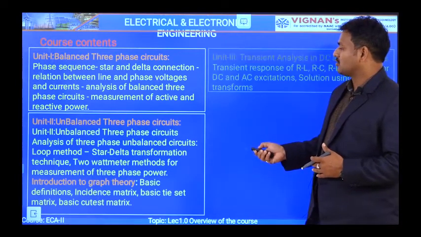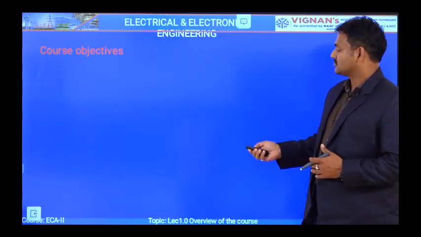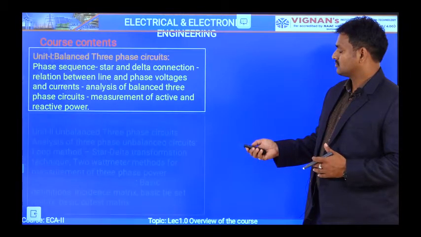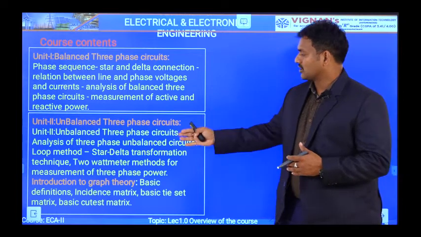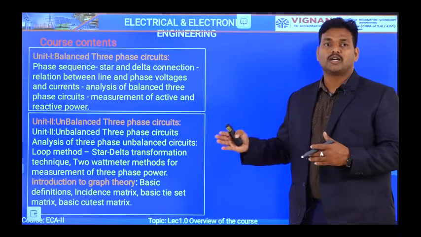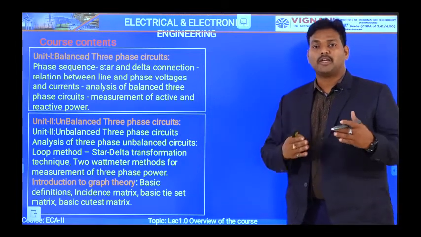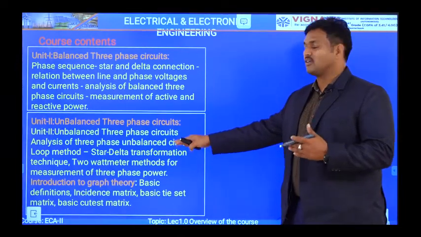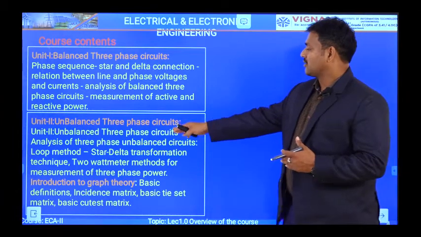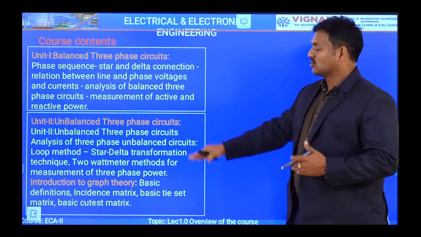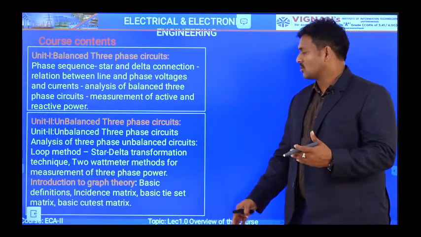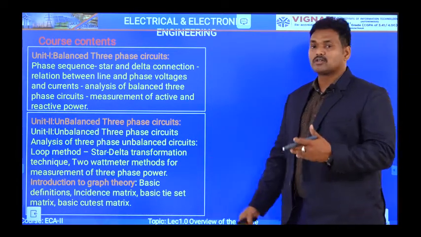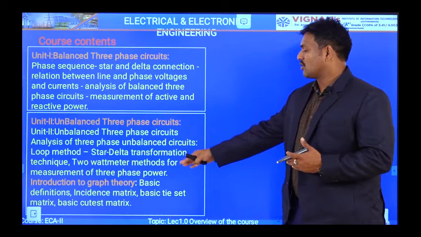In unit number 2 you study about the unbalanced circuits. In unbalanced three-phase circuits, here the source or load may not be equal to each other. That means they are not equal in magnitude or in phase. So here in the unbalanced circuits you will study how to resolve the circuits that are having unbalanced loads using different methods like loop method, star delta transformation, and also how to measure the power using the 2 wattmeter method.